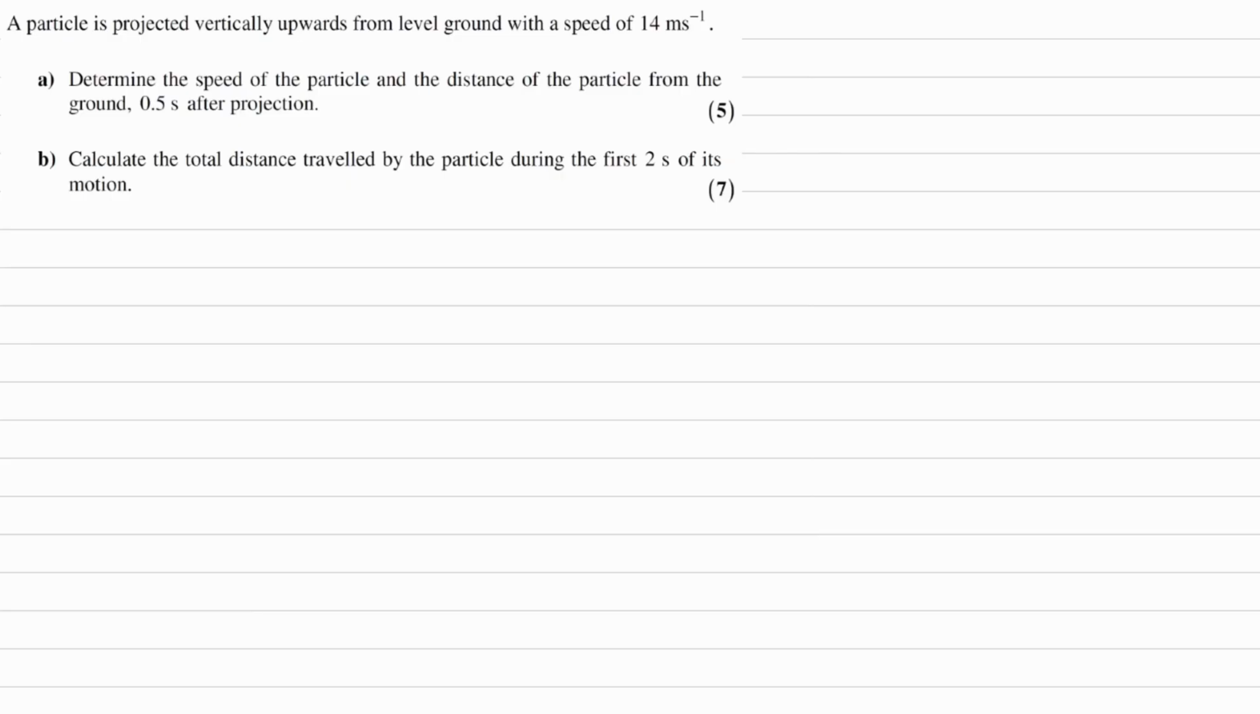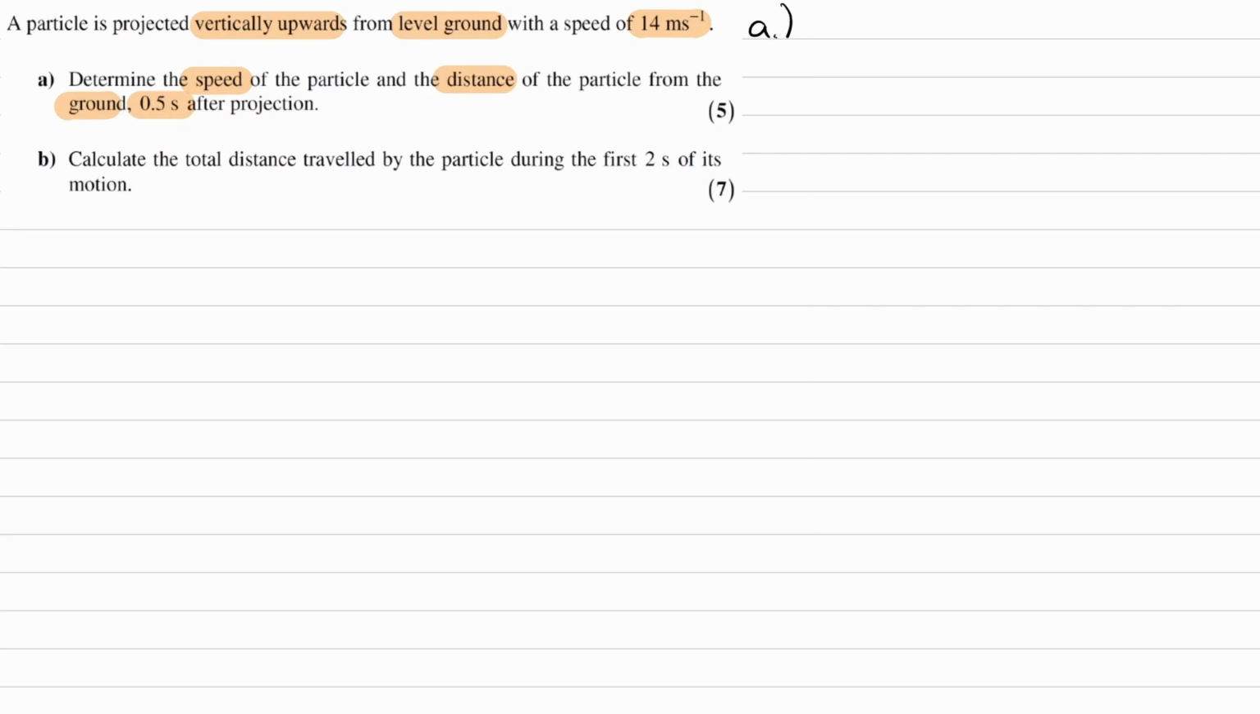So for part A, we're told that the particle is projected vertically upwards from level ground with a speed of 14 meters per second, and then we're trying to determine the speed and the distance of the particle from the ground 0.5 seconds after projection.